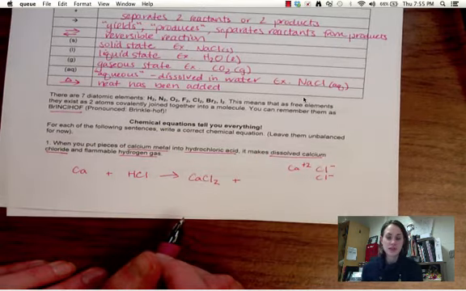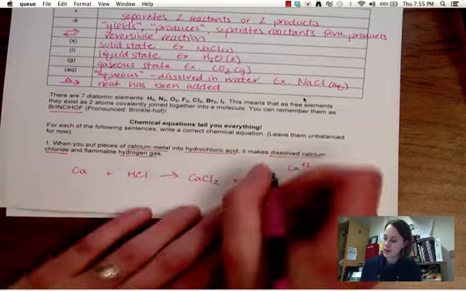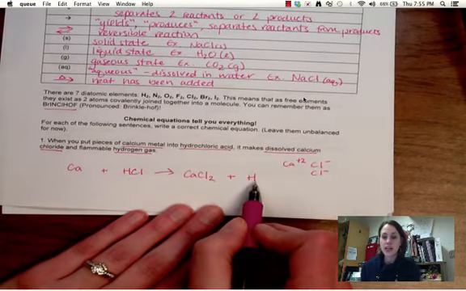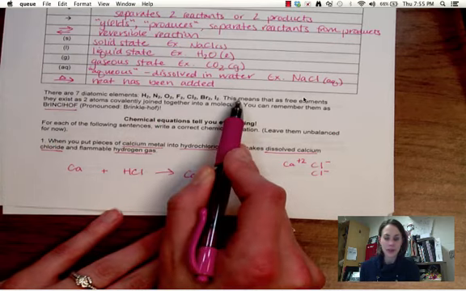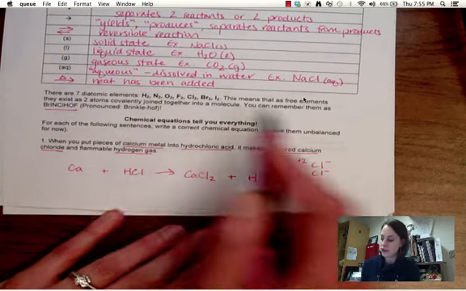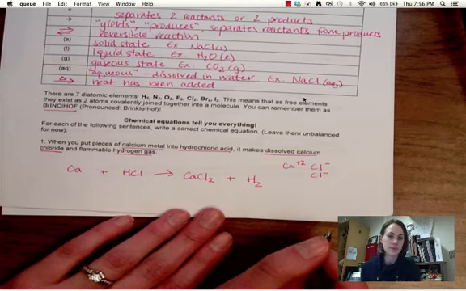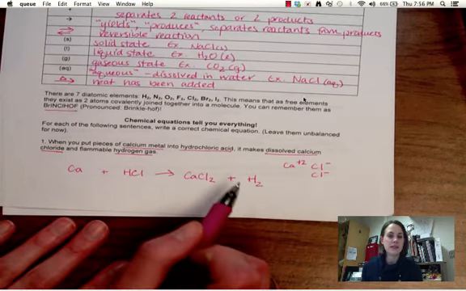And that is also with hydrogen gas. Hydrogen is an element. Is hydrogen one of the 7 up here? Oh, yes it is, so it should be H2. And then I can go through and write my states of matter.